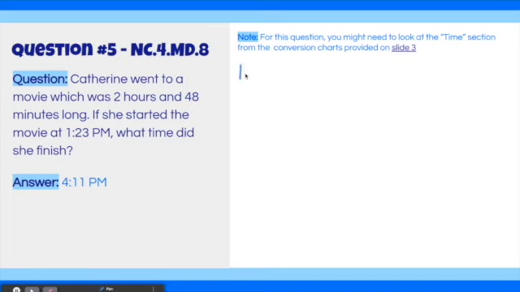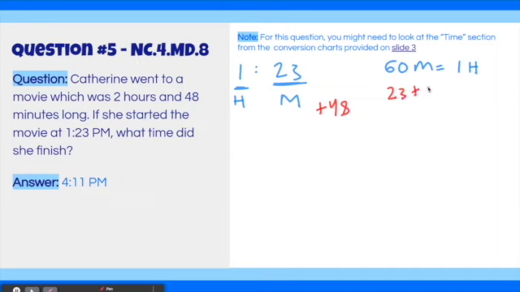Okay, so Catherine went to the movies at 1:23 p.m. And so this is the hours place, and this is the minutes place. And if you did not know already, 60 minutes is equal to 1 hour. Okay, now we're going to add the 48 minutes because we know the movie was 2 hours and 48 minutes long. So we're just going to start with the minutes. So to do that, we're going to put plus 48 here. Now we're going to add the 23 and the 48 because you can only add minutes to minutes. You cannot add a minute to an hour. So 23 and 48, and when you do that, you'll get 71.